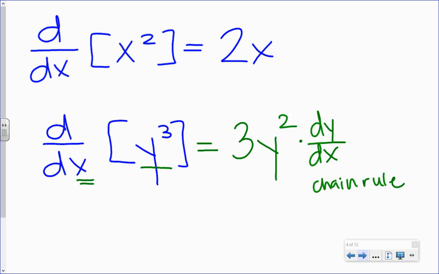We don't write 2x dx dx. That's 1. That's redundant. We don't need to write it. However, when our variable doesn't match, we actually write it because it's not 1. It's an actual value that we potentially need to find.